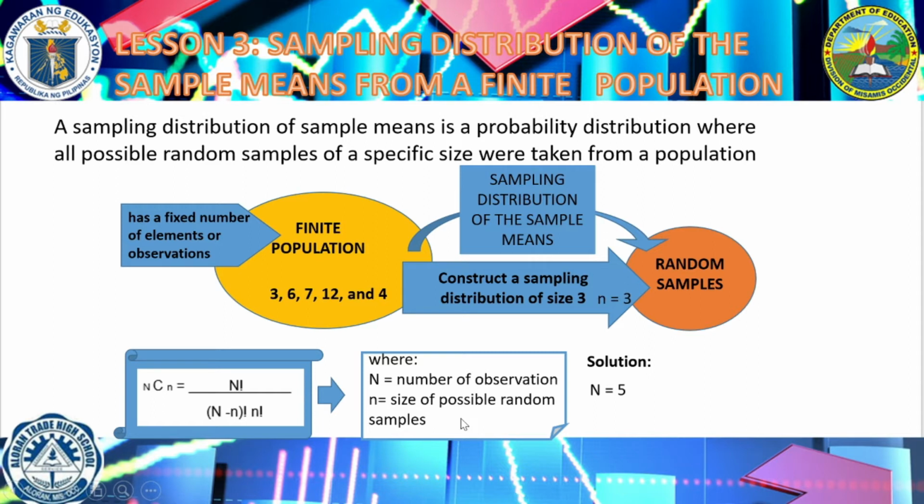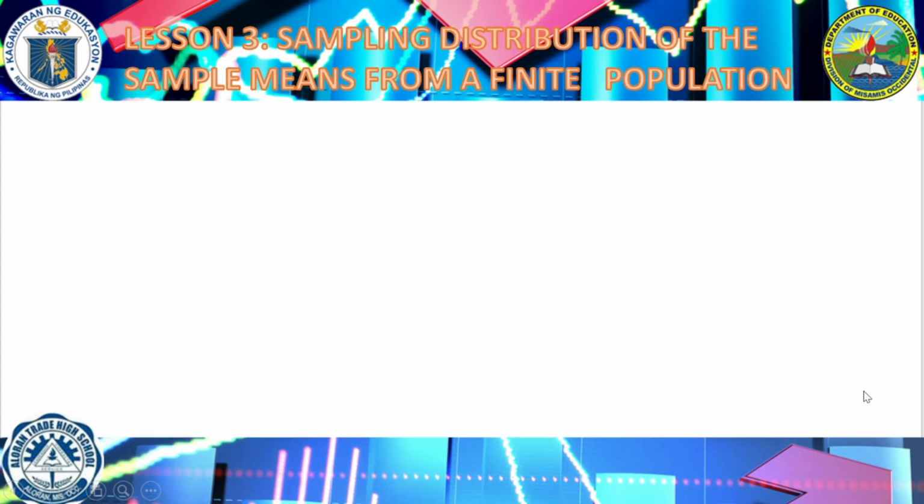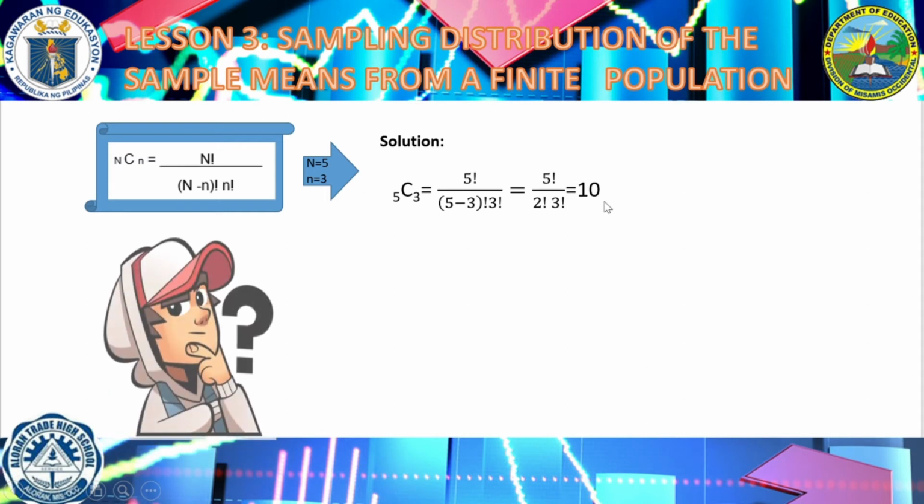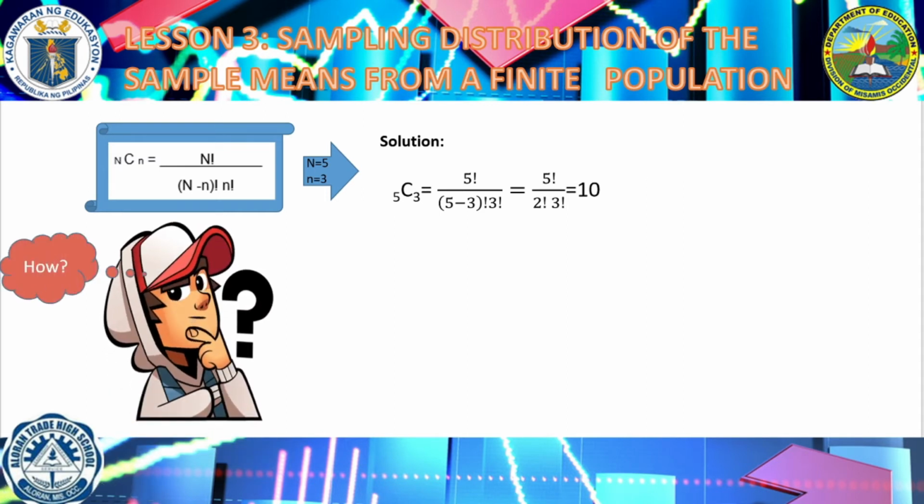Now let us have the size of the possible random sample, which is 3. Using uppercase N equals 5 and lowercase n equals 3, we substitute it to the given formula. So we have 5 factorial over 5 minus 3 factorial times 3 factorial. So the answer is equal to 10. So we have the formula, the given, and the solution. The answer is 10. But the question is, how did we do that?